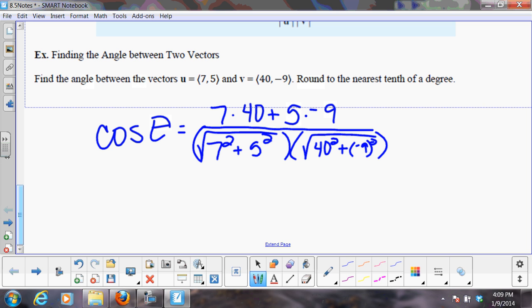All right, you punch that whole thing in the calculator. Do second cosine. Theta ends up being 48.2. So between these two vectors, there's a 48.2 angle.